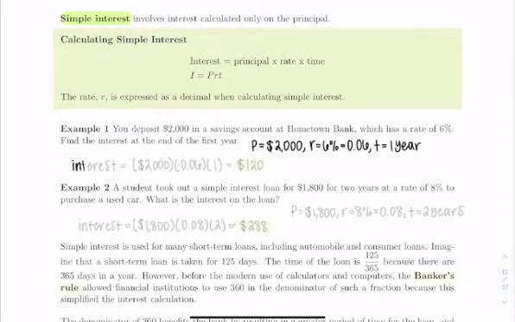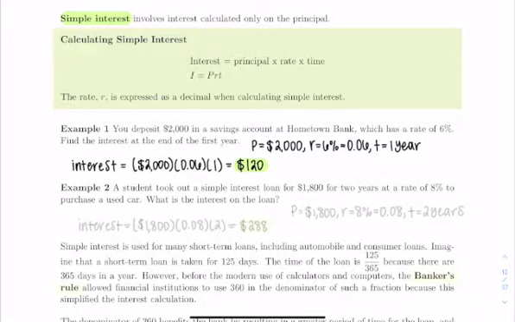And so my interest is equal to our principal, which is $2,000, times the rate of 0.06, times the year, which is 1. And this is going to give me an interest of $120. So you earned $120 for free just by having the $2,000 in the savings account. Let's look at another one.